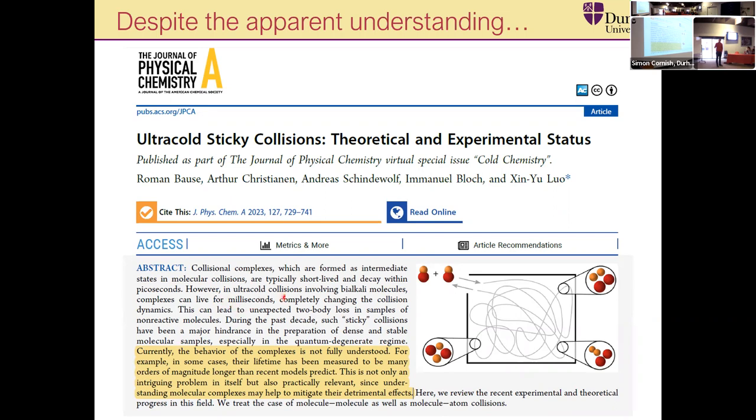But a very nice review has come out of the MPQ group recently that summarizes where things currently stand, both theory and experiment. If you're interested in this problem, I encourage you to look at it. But basically, in other systems, there's the statistical model, and the systems were completely different all over the place. Molecules are very different, some short, some long, and all types of problems.